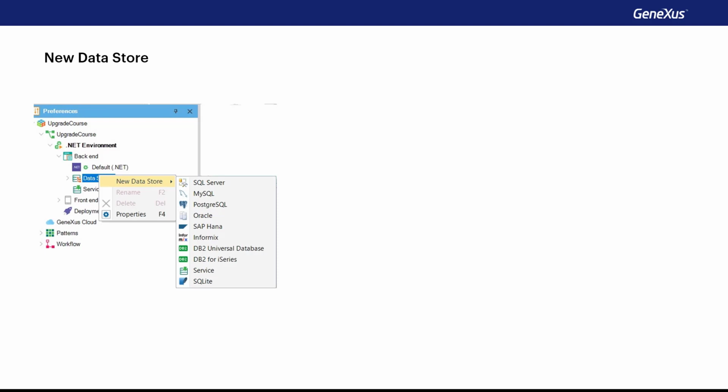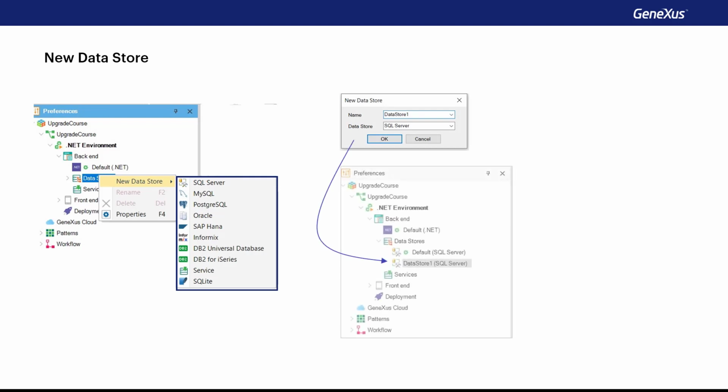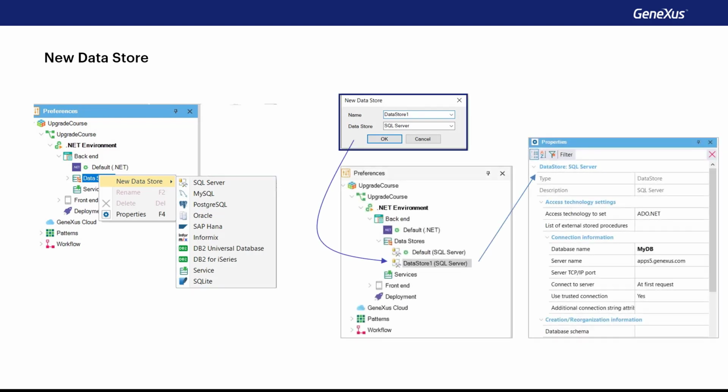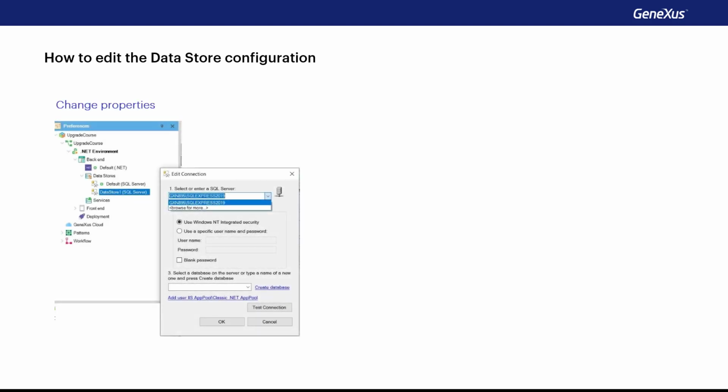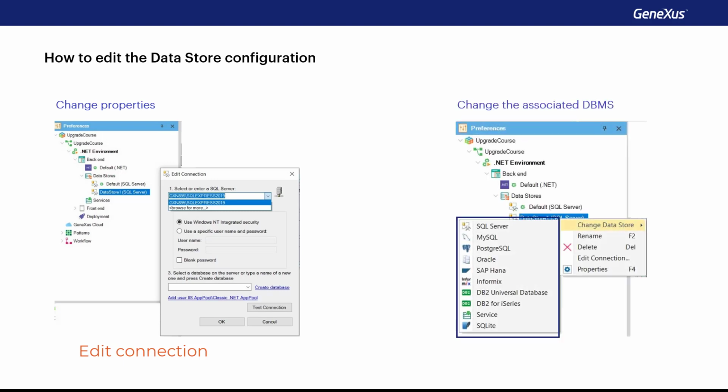After selecting the DBMS, enter the name for the new data store. Next, through the properties, enter the necessary information to complete the definition of the connection. You can edit the connection data of a data store by accessing and modifying the associated properties that we saw before, or by right-clicking on the data store and selecting the Edit Connection option. It's also possible to modify the associated DBMS by right-clicking on it and selecting the Change Data Store option.